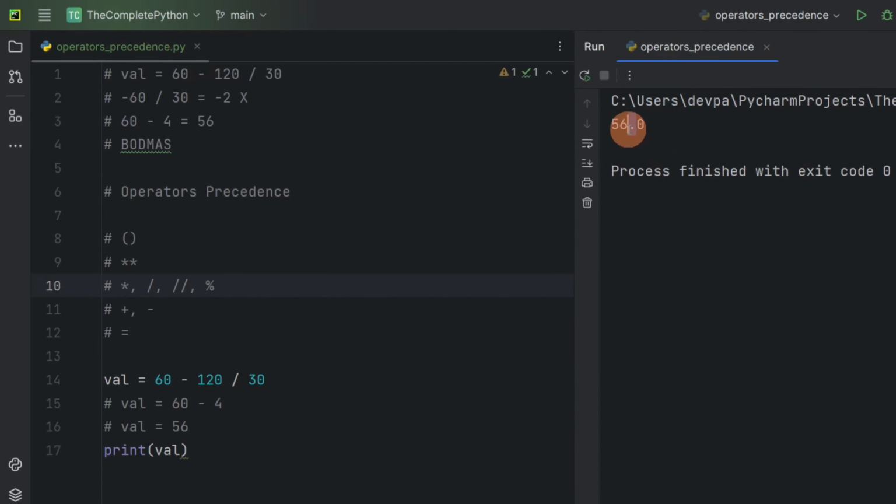We are getting a decimal point here because we are performing division. Whenever we perform division, the result will always be a floating point data type. So when we divide 120 with 30, we will get 4.0. Then when we subtract 4.0 from 60, we will get 56.0. That's why we are getting this output. Let's try to solve some more arithmetic operations.